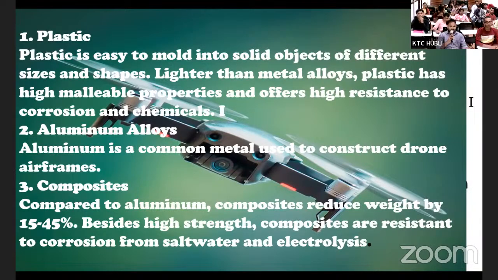The drone will fly around in the sky, sir. There are some air contents that will affect the material, and the material will get corroded. Because of that, to avoid it, we use aluminum. Next slide.